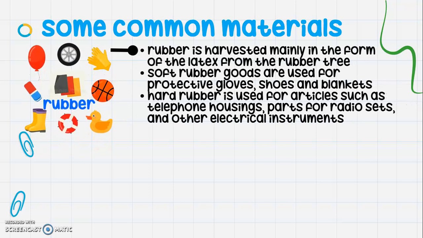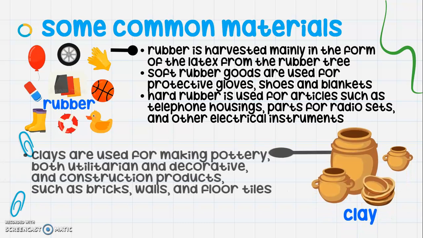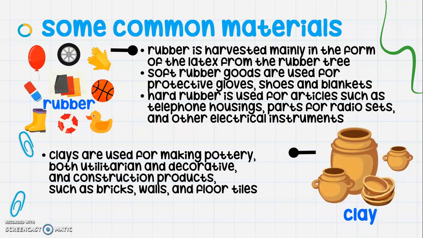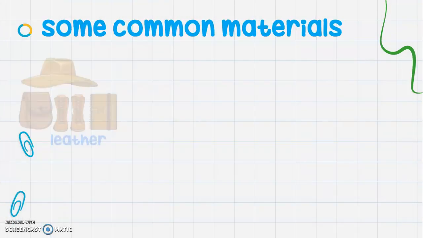Rubber. Rubber is harvested mainly in the form of latex from the rubber tree. Soft rubber goods are used for protective clothes, shoes, and blankets. Hard rubber is used for articles such as telephone housing, parts for radio sets, and other electrical instruments. Clay is used for making pottery, both utilitarian and decorative, and construction products such as brick, walls, and floor tiles.